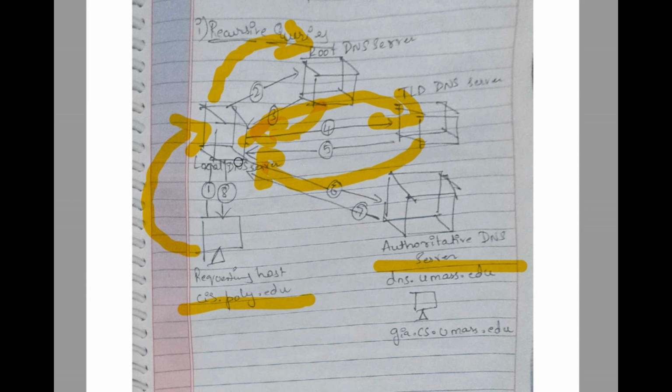Now the local DNS server sends that query to the authoritative DNS server. The authoritative DNS server has the IP address, so it reverts back with the IP address to the local DNS server. Now the local DNS server has the IP address, so it returns it to the user. This is everything. You have to write this. You have to remember this.